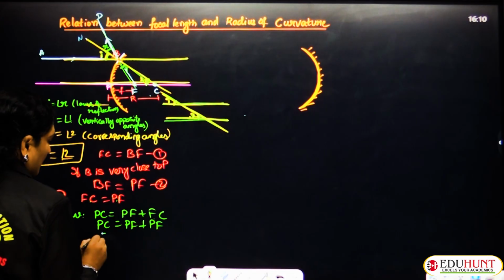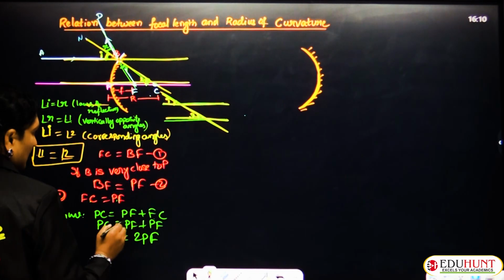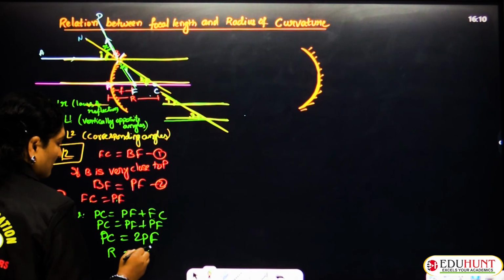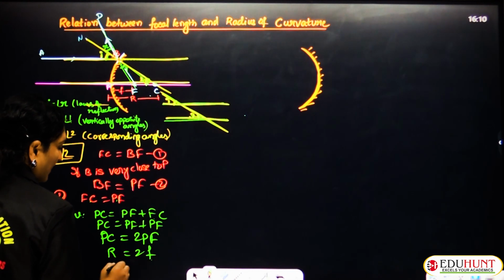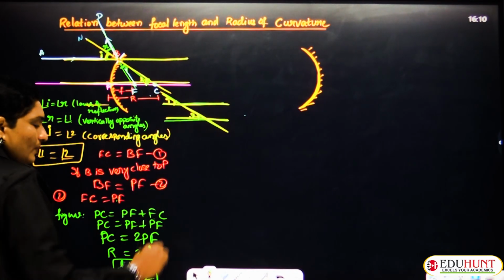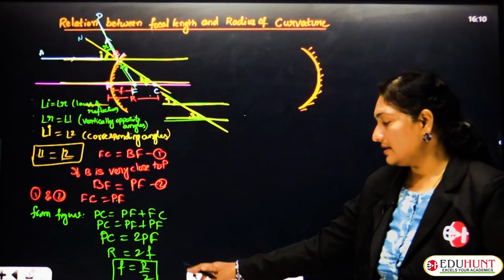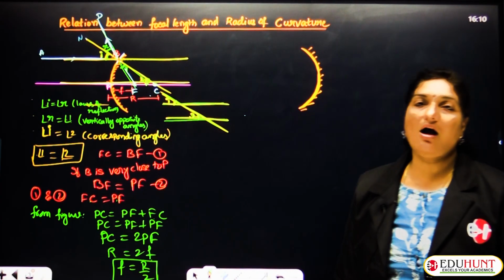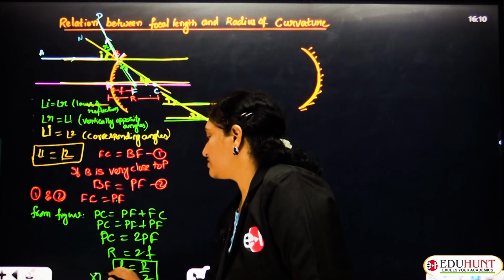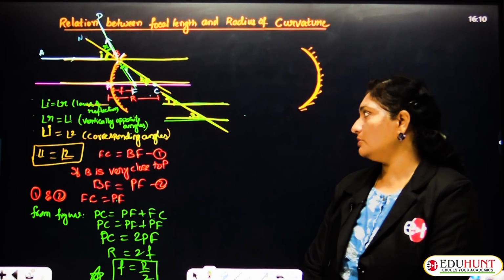Let me write it once again. PC is equal to 2PF. P to C we indicate as R, and P to F we represent as f. Hence, f is equal to R by 2. So, the relation between the focal length and the radius of curvature is that focal length is equal to half of the radius of curvature. So, this is an important relation, children. f is equal to R by 2.